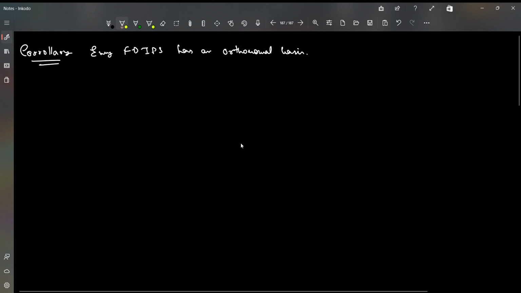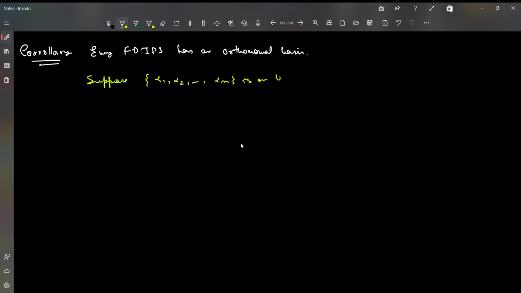And I guess this is pretty obvious to observe, because we already know that it has an orthogonal basis. Suppose alpha 1 till alpha n is an orthogonal basis of V, where V is the finite dimensional inner product space we are speaking about.